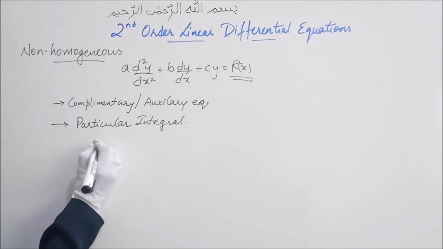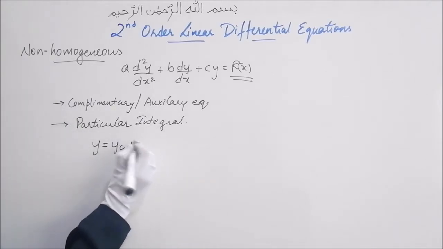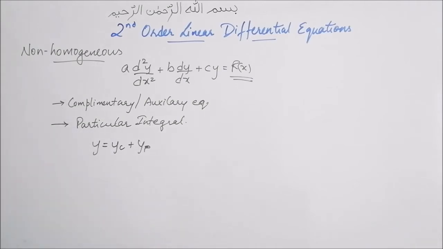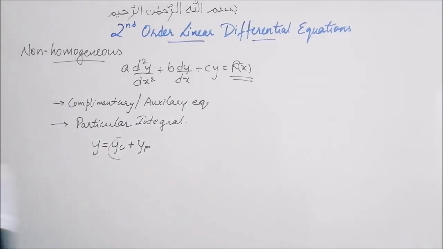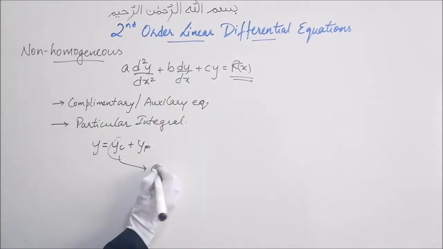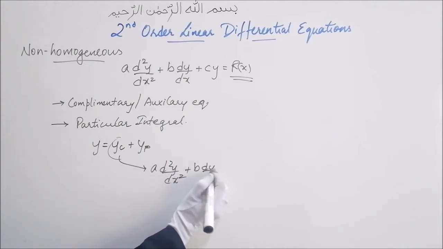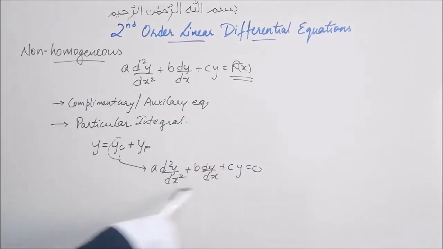Therefore the final solution y of this equation will be yc, that is the complementary function or auxiliary equation, plus yp, which will be the particular integral. Now how do you find each of these? To find the complementary function or auxiliary, that is to find yc, you will take this term to be 0. So for this we will only consider the equation a d squared y by dx squared plus b dy by dx plus cy is equal to 0. This is a homogeneous equation, so just how we did for the homogeneous equation, that is how you will solve this and get the value of yc.